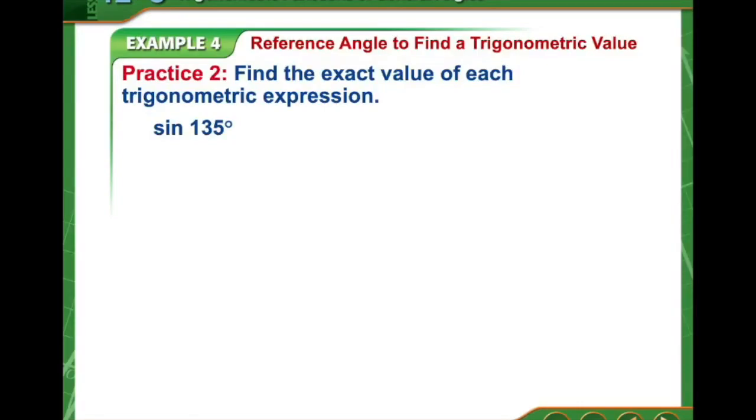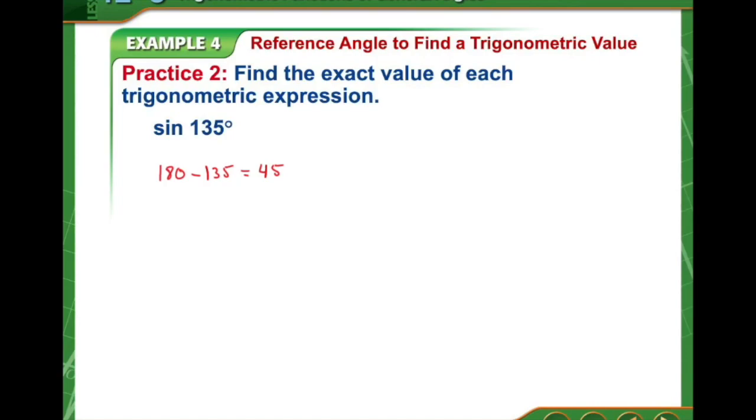All right, hopefully that one wasn't too bad for you. So let's take a look at it together real quick. First thing, again, with all these, what we need to do is find our reference angle. When we have 135, that's in quadrant 2. So we're going to take 180 minus our 135, and that gets us 45. So really we're looking at sine of 45.